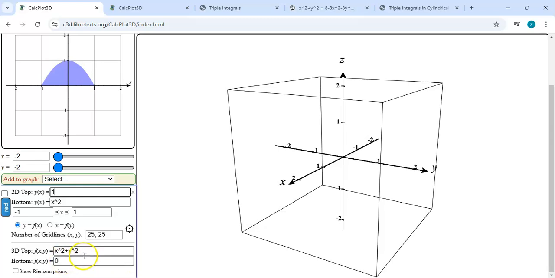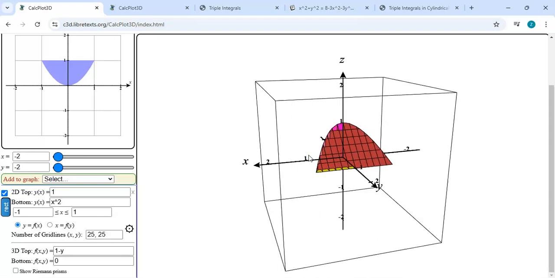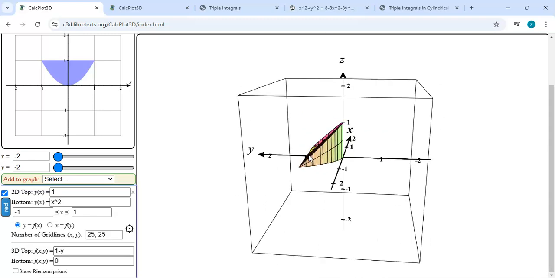And then for our functions, we were going from z equals 0 to z equals 1 minus y. So I've already got z equals 0, and then I can make this 1 minus y. Click. And there we go, right? So we see our parabolic region that's kind of cut off at 1. And then over here, we see exactly what we saw in our Active Calculus book.